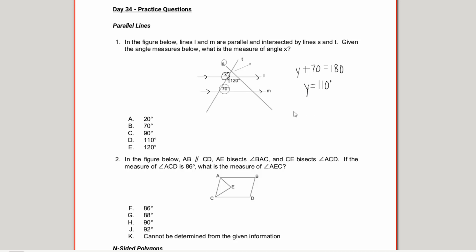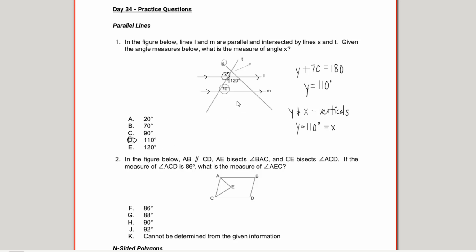Well, then I also know that Y and X are vertical angles. Again, we talked about in our review, we don't have to remember these names, but we need to remember the relationships. But those are vertical angles, and they are congruent. They are the same. So if Y is equal to 110, then X is equal to 110. And that is answer choice D.